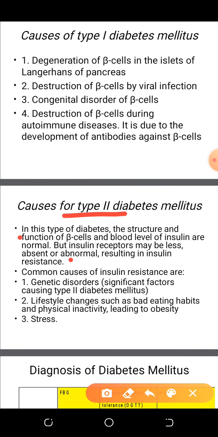So you find that the insulin receptor, that tyrosine kinase we saw, may become down-regulated, or may be absent or abnormal. What can cause down-regulation of this? It can be genetic disorders. It can also be lifestyle changes such as bad eating habits and physical inactivity leading to obesity. So obesity is a risk factor for type 2 diabetes, and so is stress.